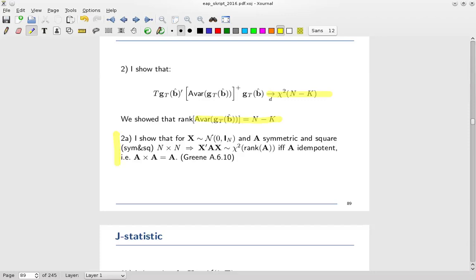Now this video is concerned with the next result, 2a on slide 89 in the script, and the statement is that you have a vector of standard normally distributed random variables collected in a vector x, and you have a symmetric matrix which is also square, an n by n matrix. If you use these two objects and compute a quadratic form, x prime A x, A by the way is non-random, the result is a chi-square distributed random variable which has degrees of freedom equal to the rank of the matrix A. But this holds true if and only if A is idempotent, that is, if you can take the matrix, multiply it with itself, and the matrix comes out again.